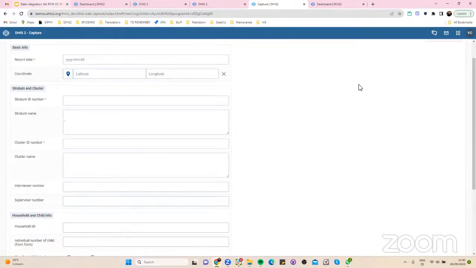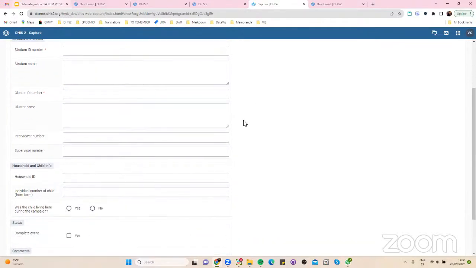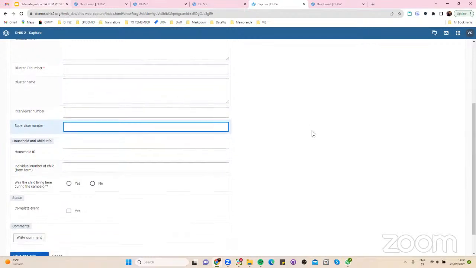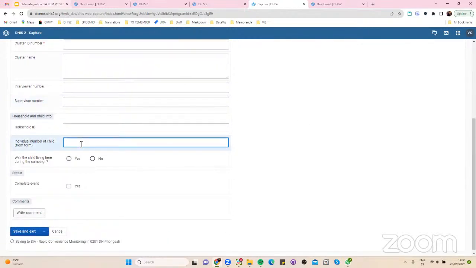Of course, since it's a cluster survey as well, you have your strata and your cluster number. You can start using it to enter the interviewer number and the supervisor number, because of course you have your teams, you have your supervisors, and you can also check who carried out what kind of interviews. You have your household ID. You can have a different number for the child. In this case it was from the form, but it can also be national unique IDs and so on, depending on what type of information is available in country.